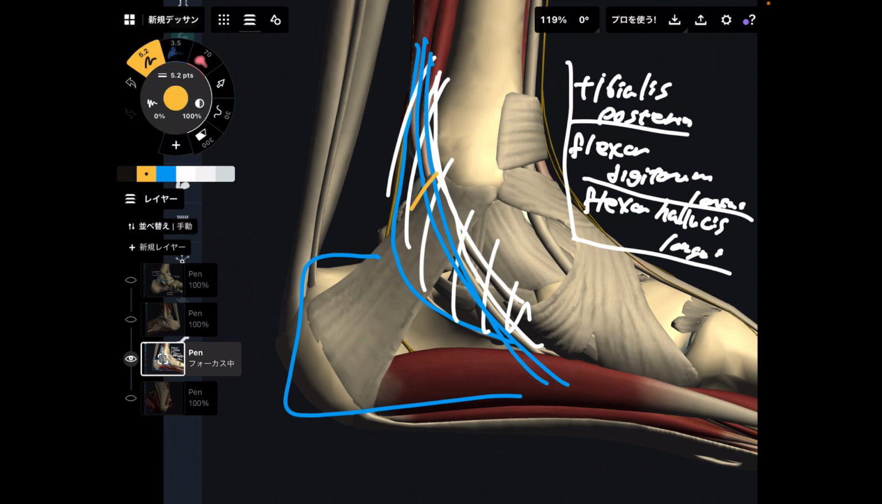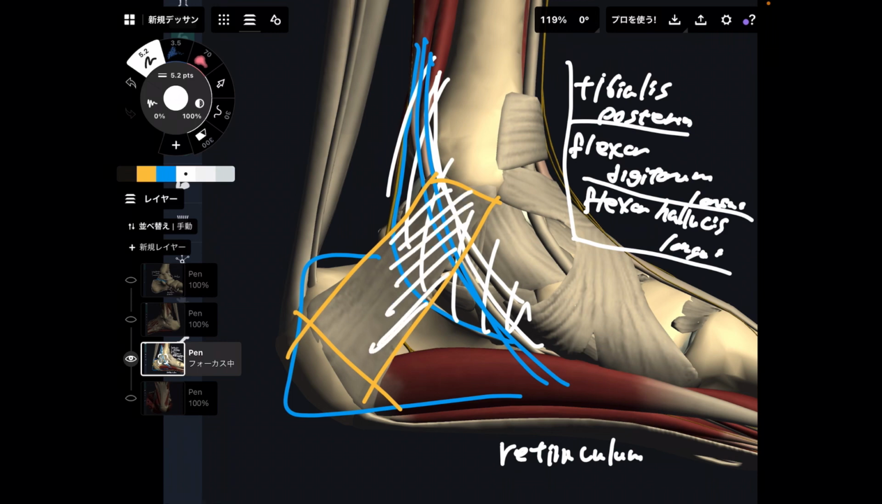Then I want to focus on this connective tissue. It is called the retinaculum. The retinaculum is a connective tissue around a joint that stabilizes muscles and tendons. So when the retinaculum gets tight, that also inhibits joint movement. What tissues pass beneath this retinaculum? Look at that: tibialis posterior, flexor digitorum longus, flexor hallucis longus. Thus, tightness of the retinaculum also inhibits eversion.